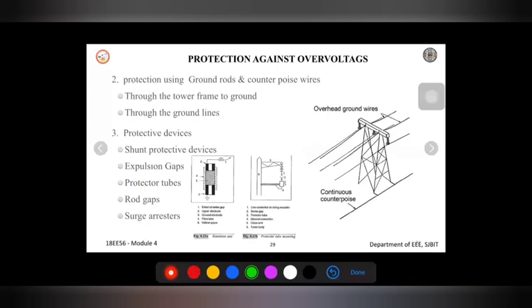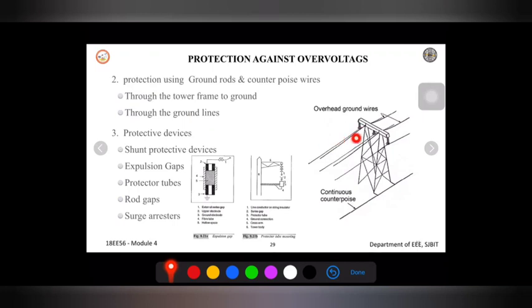The second one is protection using ground rod and counterpoise wire. You can see this in the diagram here. Whenever the lightning stroke occurs, this high voltage has to be drained to the ground using two paths. The first path will be through the tower frame to the ground through the ground wires. There are two paths. So if you look at here, this is my transmission line.